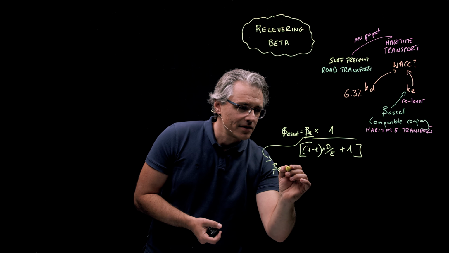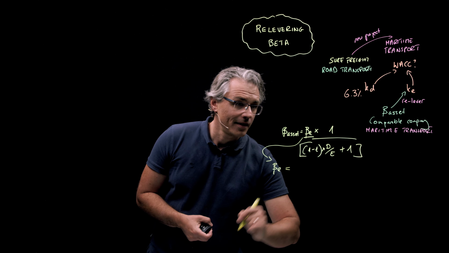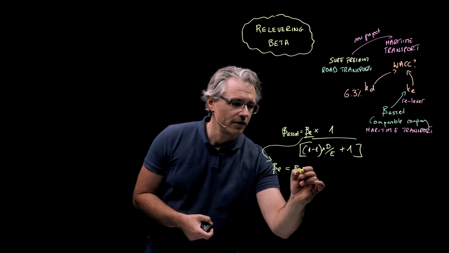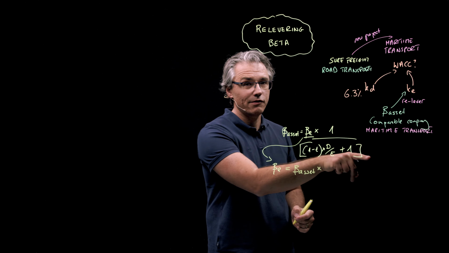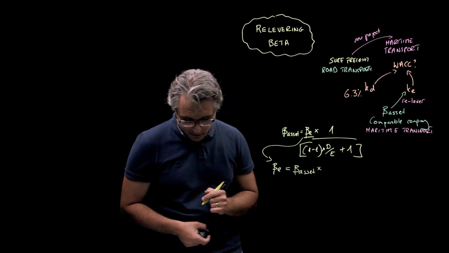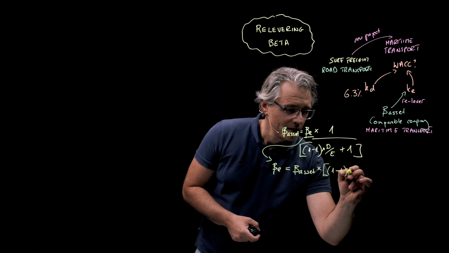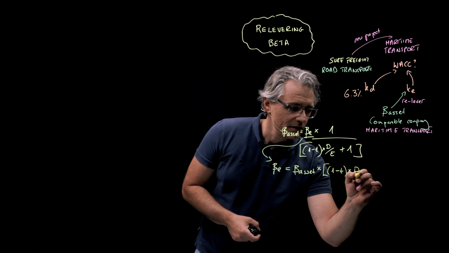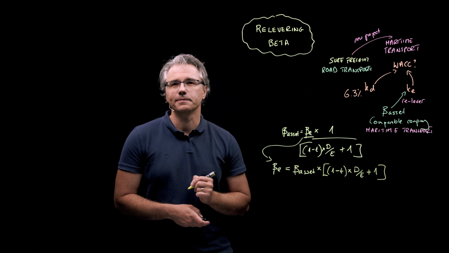So very simple rearrangement. If we want to have beta of equity on the left-hand side, that's going to equal beta of the asset, naturally, times whatever we've got here in the denominator of this fraction, so times 1 minus t times d over e plus 1 close the square bracket.